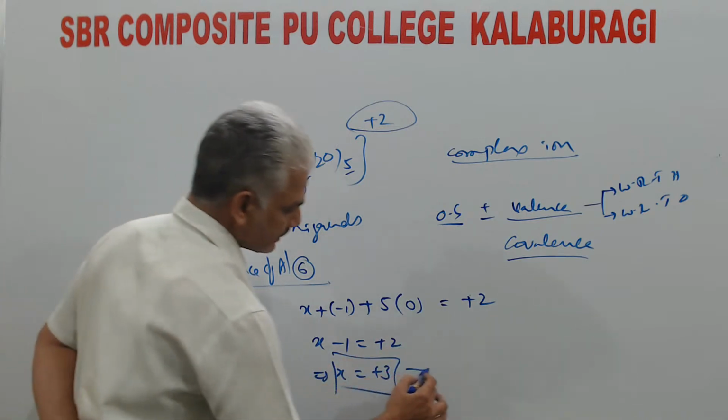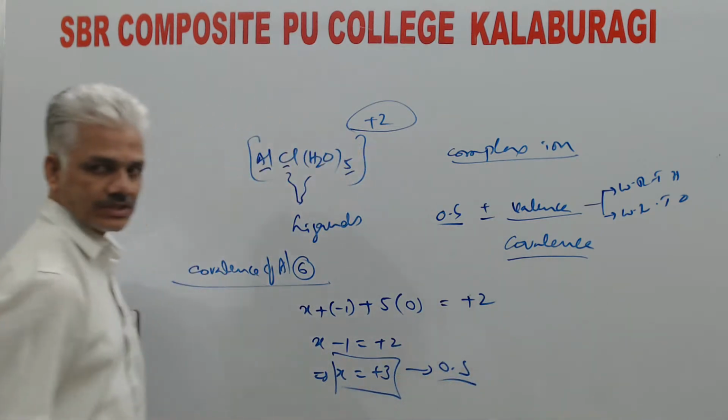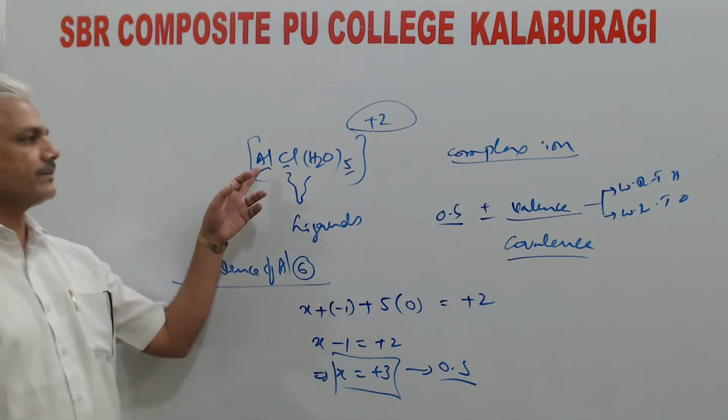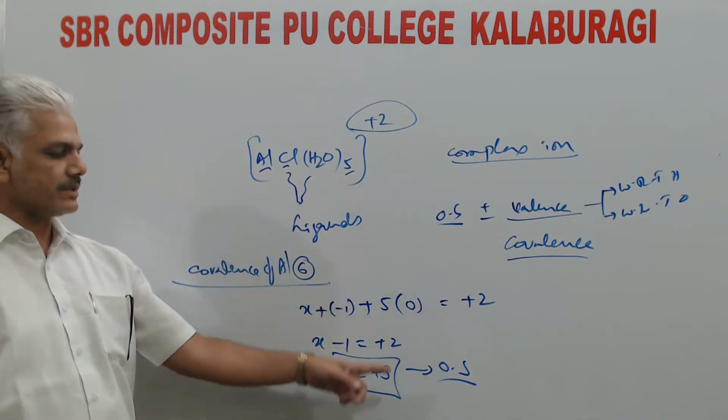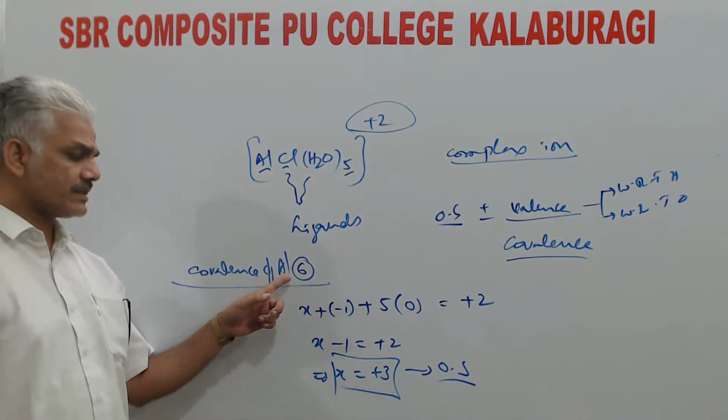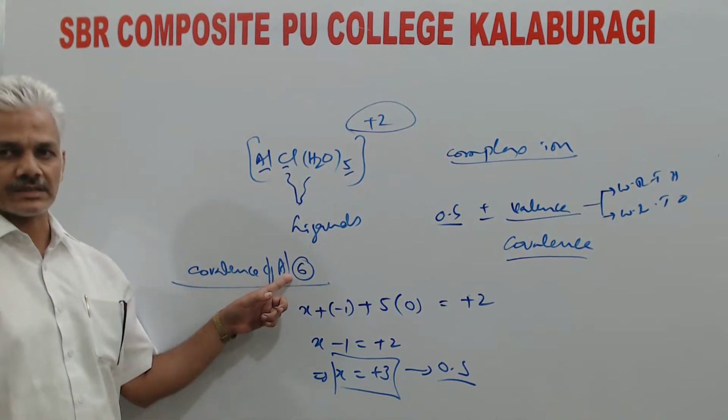From this, x minus 1 is equal to +2, so the x value comes out to +3. So this corresponds to the oxidation state. So the oxidation state of aluminium in this chemical species is +3, whereas the covalency is 6.